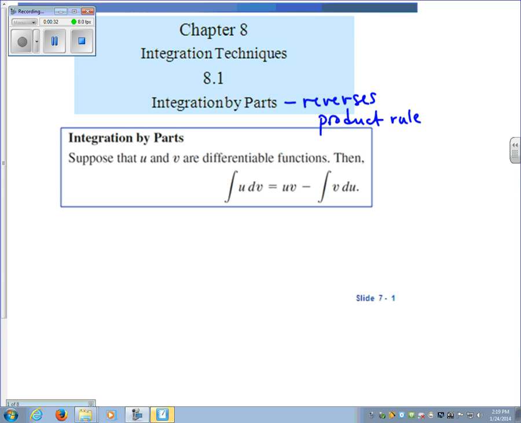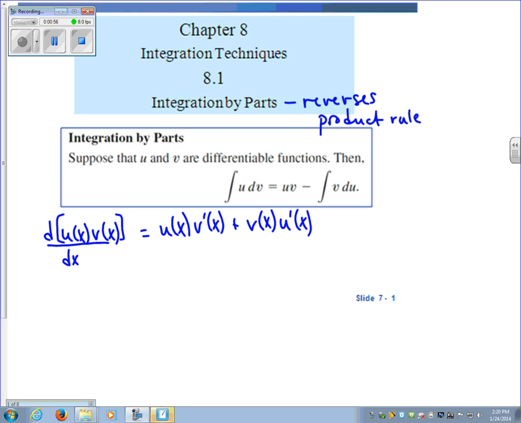Okay, so I want to start with the function u of x, v of x, and I'm going to take its derivative. So I want the derivative of u of x, v of x with respect to x. Well, product rule says that'll be u of x times v prime of x plus v of x times u prime of x.